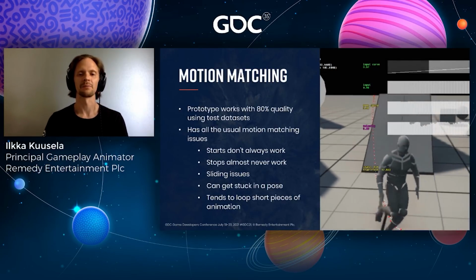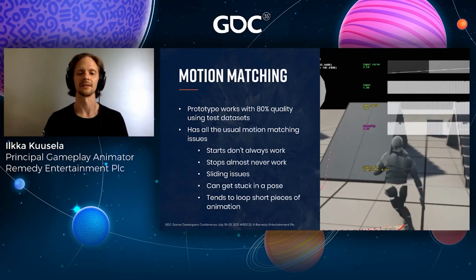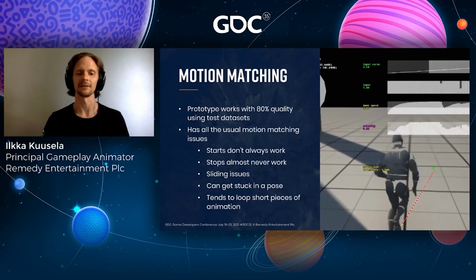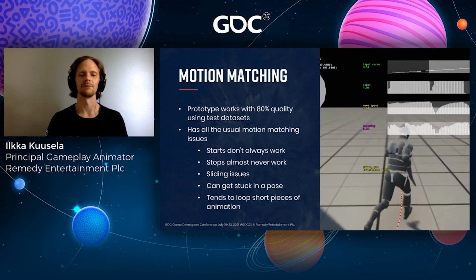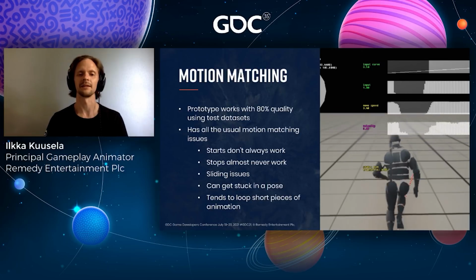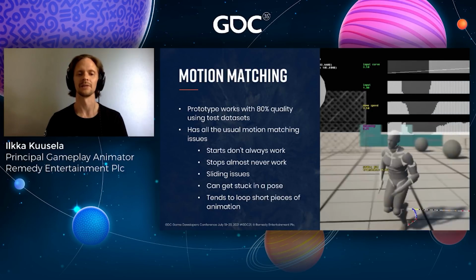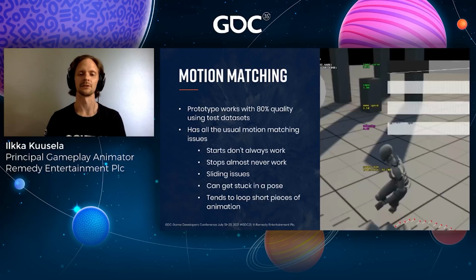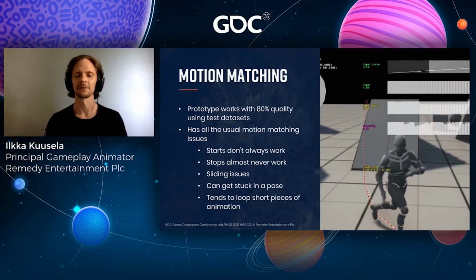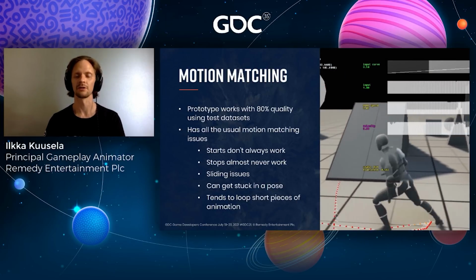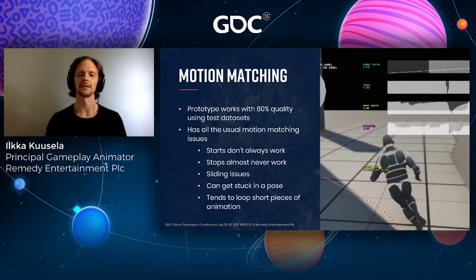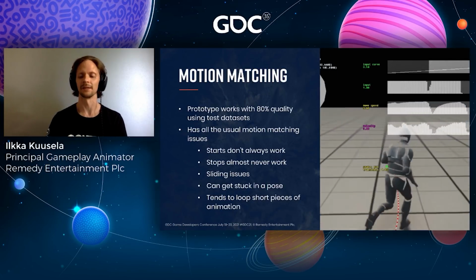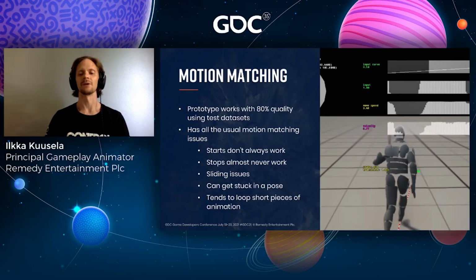Our motion matching was pretty much in a state where Ville left it when starting to work on the new technology. And we were hitting the infamous 80% quality. We had all the normal motion matching issues. Start animations didn't always work. Stops almost never worked. There was some sliding, even more when converted to code-driven motion. Sometimes the character would just get stuck in a single pose. And often it just looked like the character was running weirdly. And then when you debug it, it turns out it's looping some single cycle from a random animation.